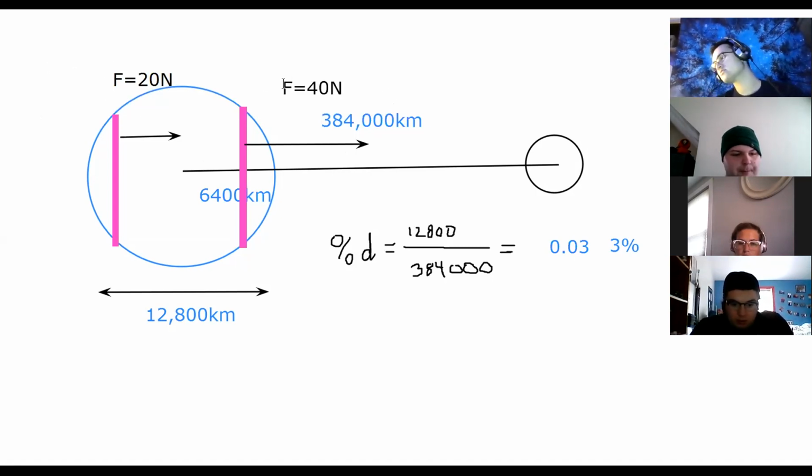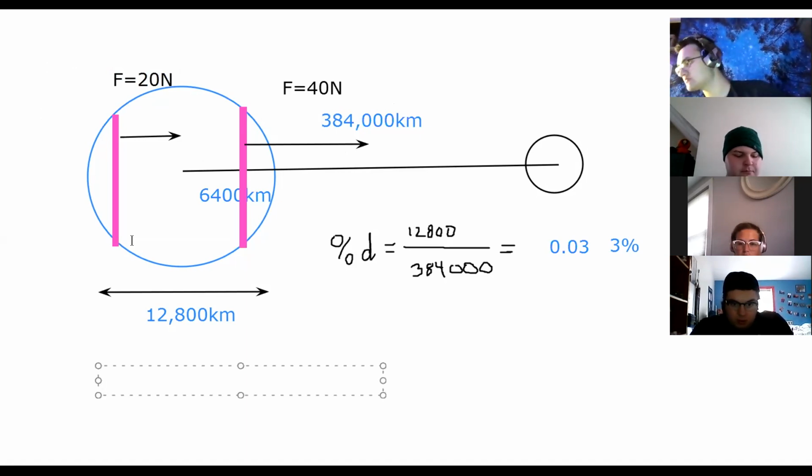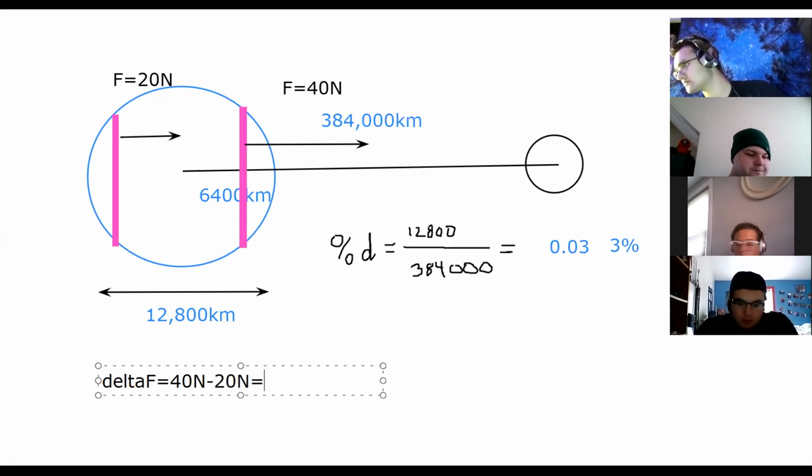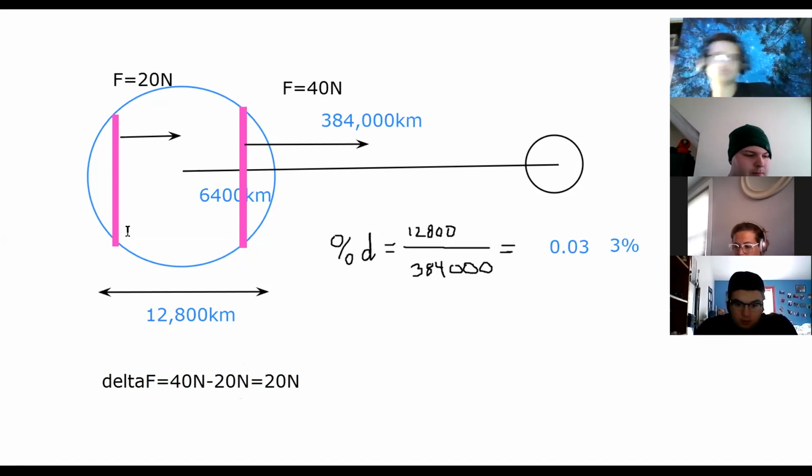And that means the tidal force acting on Earth, the delta force, would be 40 newtons minus 20 newtons equals 20 newtons. And that would mean that Earth was experiencing a side-to-side shear force, a pulling apart force of 20 newtons across its body.